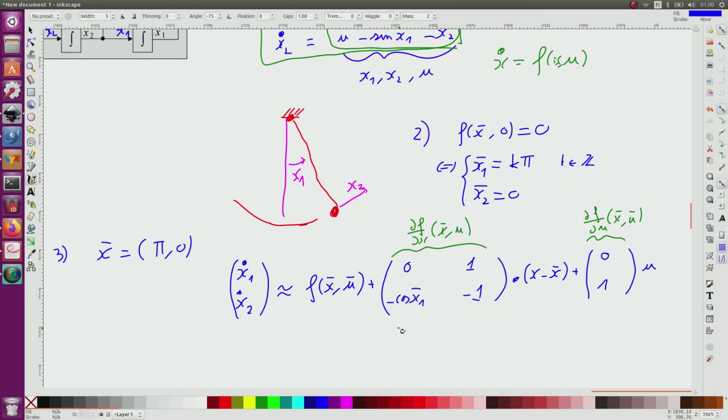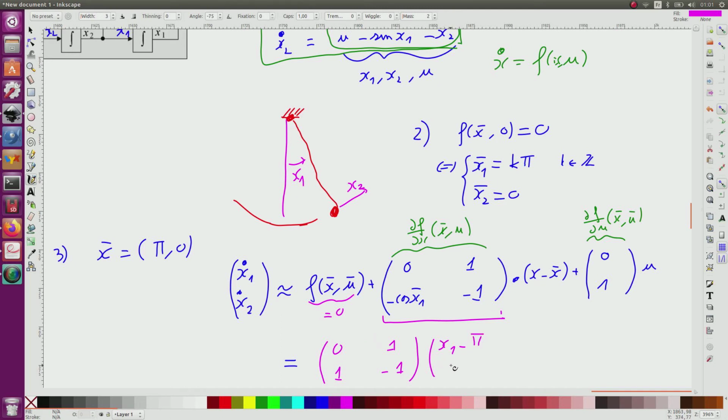Since x1 bar is equal to pi, I will obtain 0 here. For this I will get 0, 1, so minus cos x1 bar, x1 is equal to pi, so I get 1. Here minus 1 multiplied by x1 minus x1 bar, which is equal to pi.